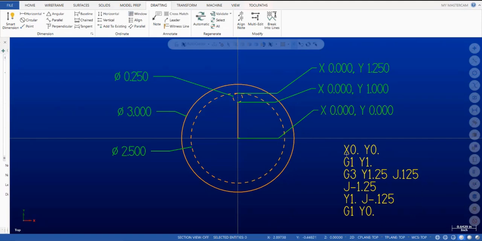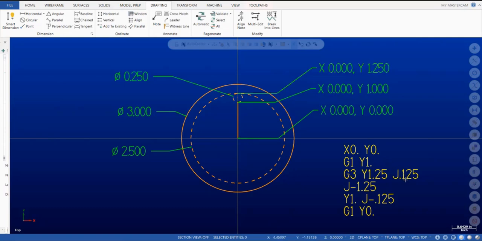We start in the middle at X0, Y0. Our first move is a G1 Y1 inch. That puts us right there at the bottom of our lead-in move. Then we do a G3, and the G3 gets us up against our part. So that's a counterclockwise move to the Y1.250, which puts us up against our wall.